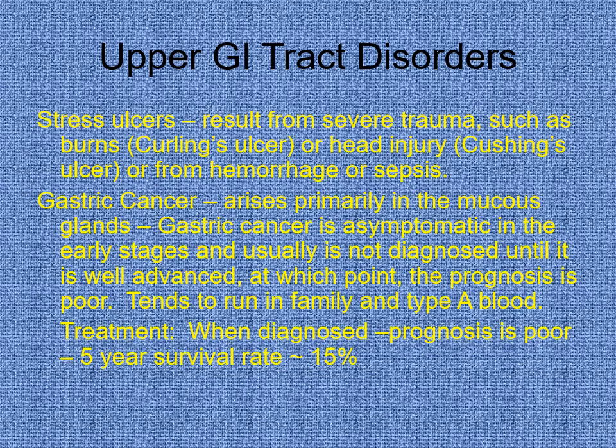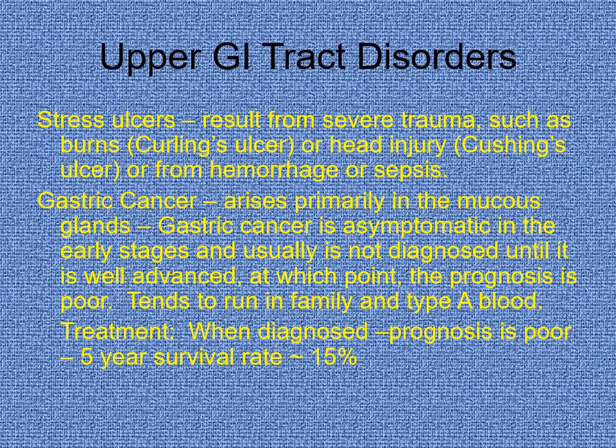Stress ulcers. They can result from severe trauma, such as burns, and these are called Curling's ulcers, or from a head injury, which causes a stimulation of the vagus nerve to produce something called Cushing's ulcer, or it could be from hemorrhage or sepsis. Those are other causes. Gastric cancer arises primarily from the mucous glands. Gastric cancer is asymptomatic in the early stages and usually is not diagnosed until it is very well advanced, at which point the prognosis is very poor.